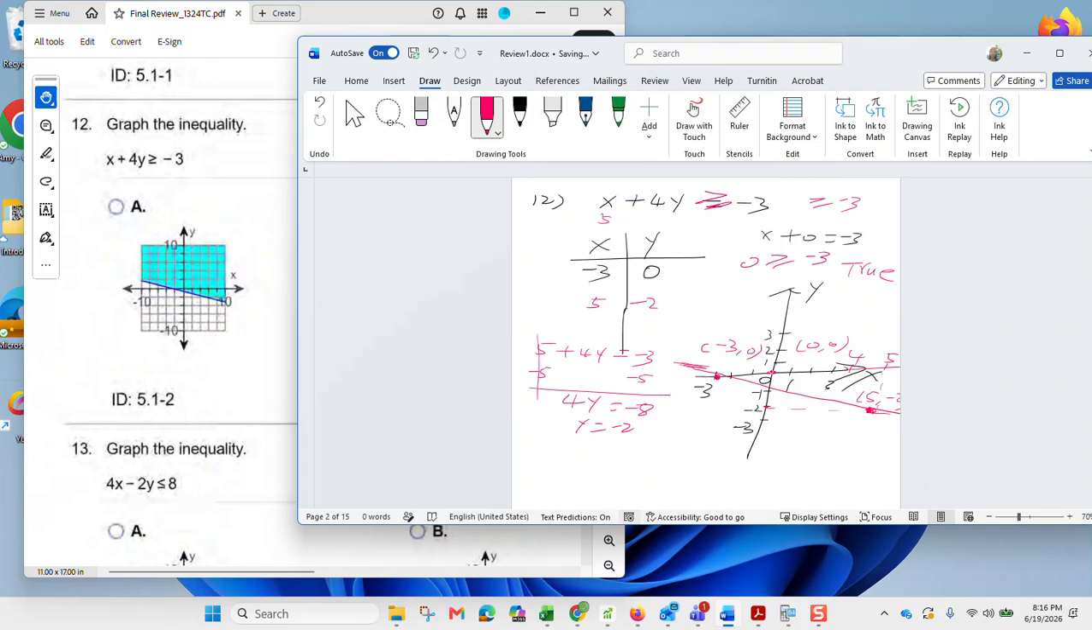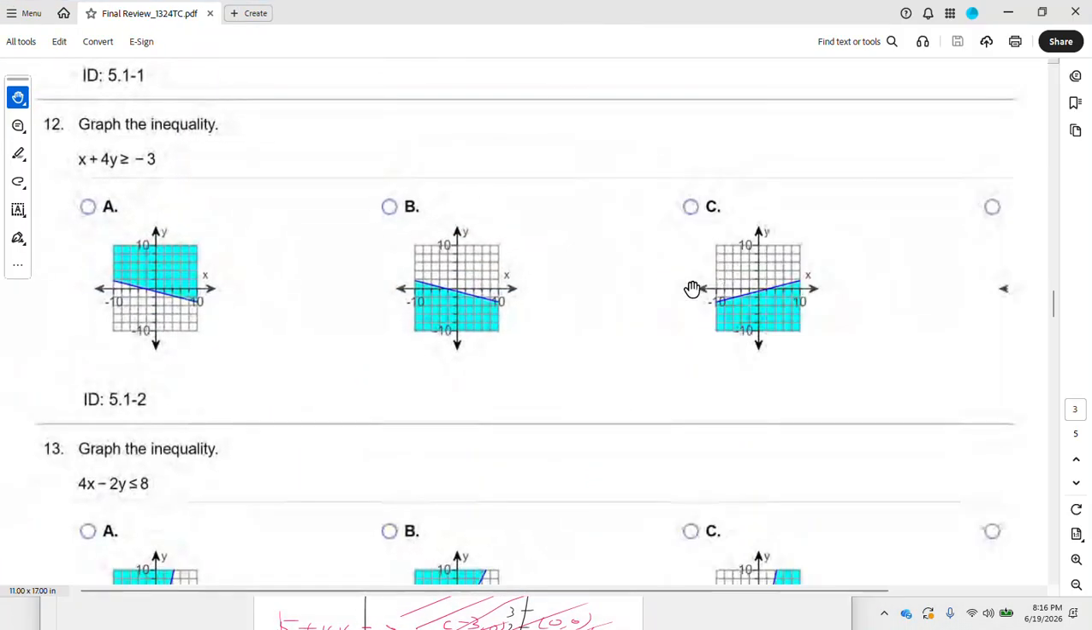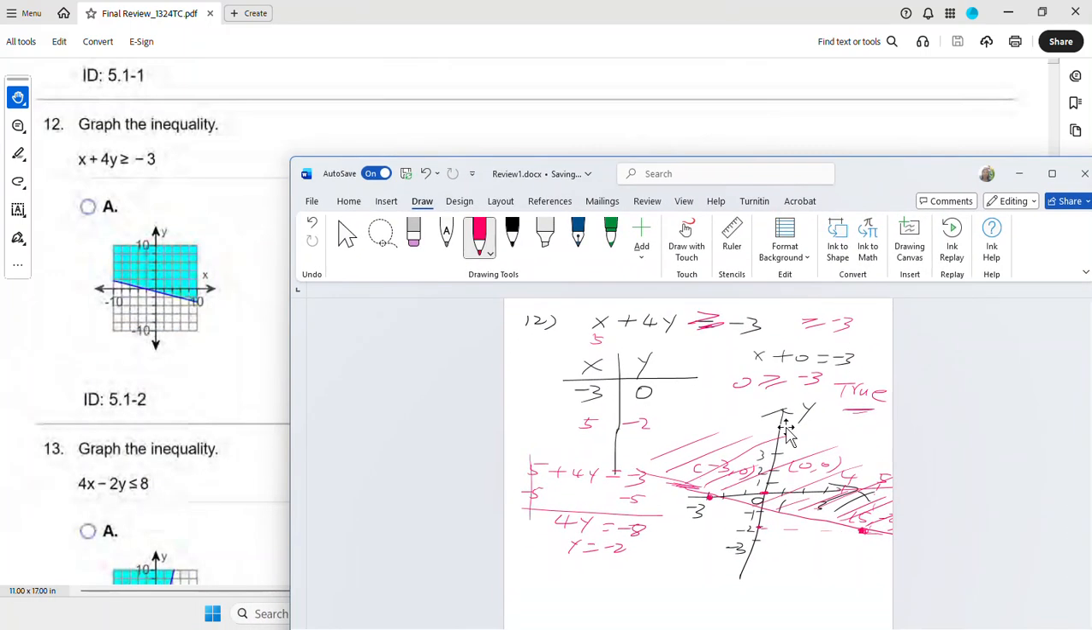Okay, so (0, 0) is on the top, so that means this side is the solution, because I tested this point above the line, and the answer is yes, 0 is greater than negative 3. So this part is the solution. Look at that. Everything above this line is the solution. Now we can go check the line in here. You can see anything below is the incorrect one, because the graph should be above.